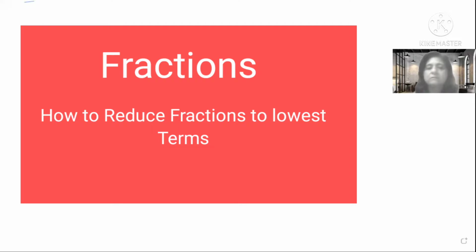So today we will talk about how to reduce fractions to lowest form or the simplest form. For reducing fractions to the lowest or simplest form, we find out the list of factors of numerator and denominator and then find out the highest common factor or the greatest common factor. Then we divide numerator as well as denominator by highest common factor or the greatest common factor.